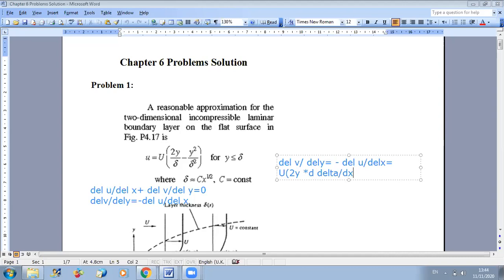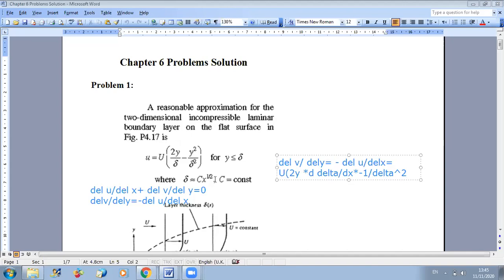d delta with respect to x times, if you are deriving 1 over delta, what is its derivative? Minus 1 over delta squared, so times minus 1 over delta squared. Or if you feel it's easier, you replace delta directly by c x to the power half and then differentiate; both are right. Now d delta by dx: we should derive delta with respect to x. What is d delta by dx?